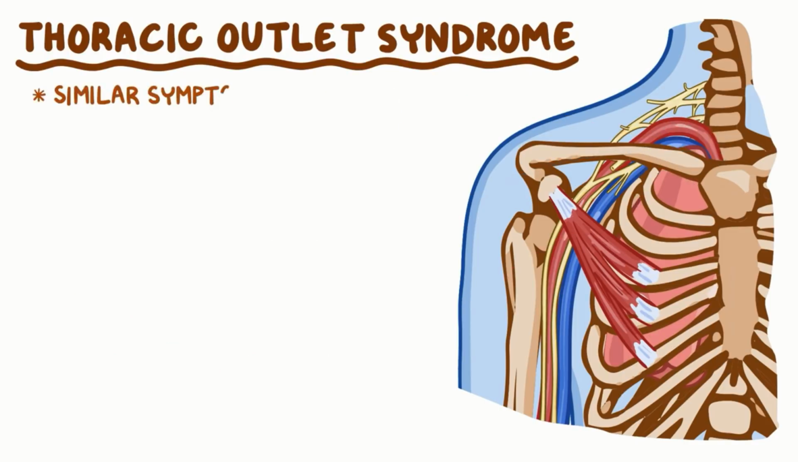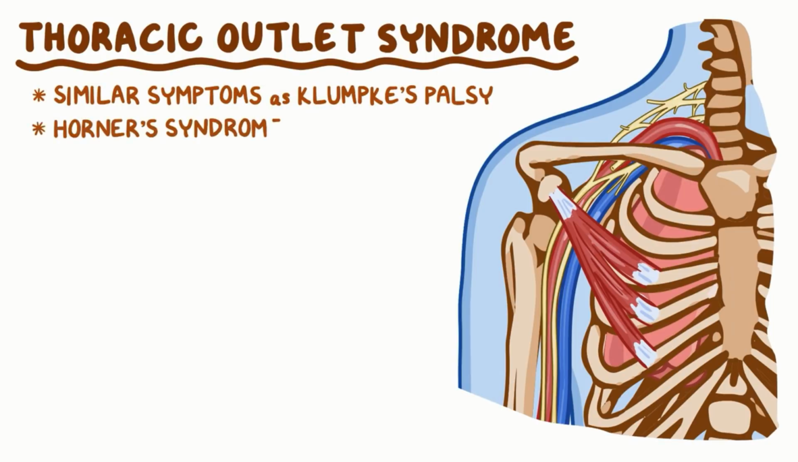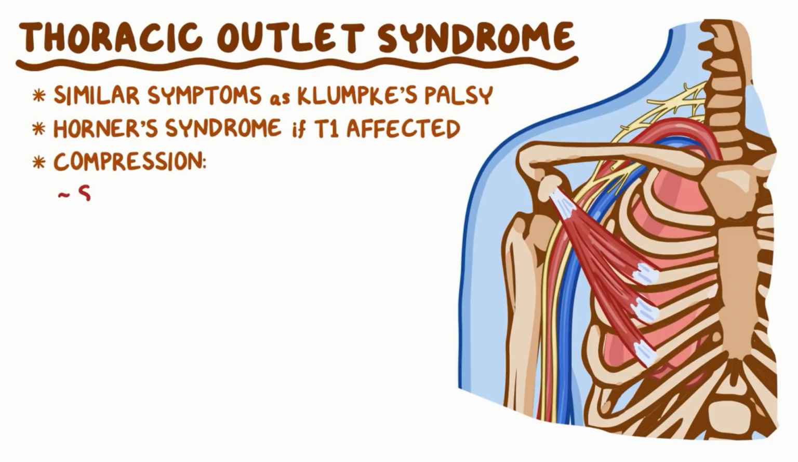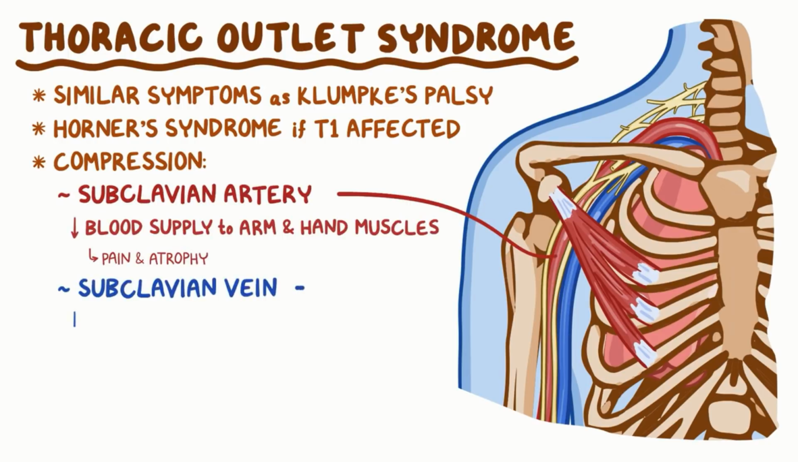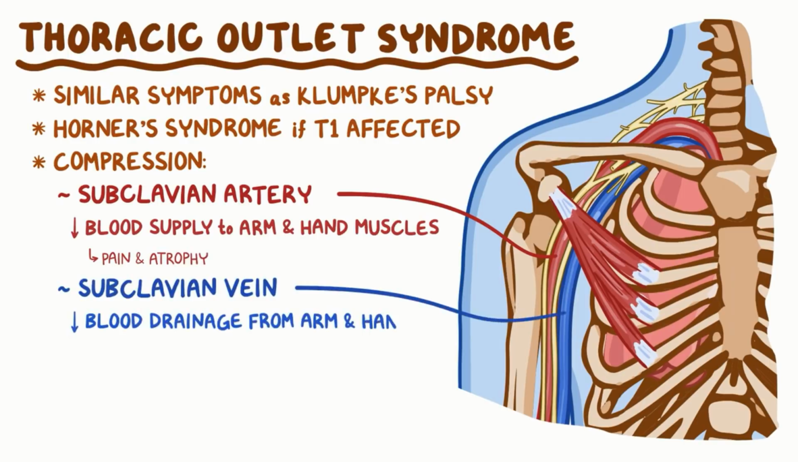motor and sensory symptoms in the arm and hands as Klumpke's palsy. Horner syndrome can be present if T1 is affected. In addition, compression of the subclavian artery decreases blood supply to the arm and hand muscles, causing pain and atrophy. Compression of the subclavian vein decreases blood drainage from the arm and hand, leading to edema.